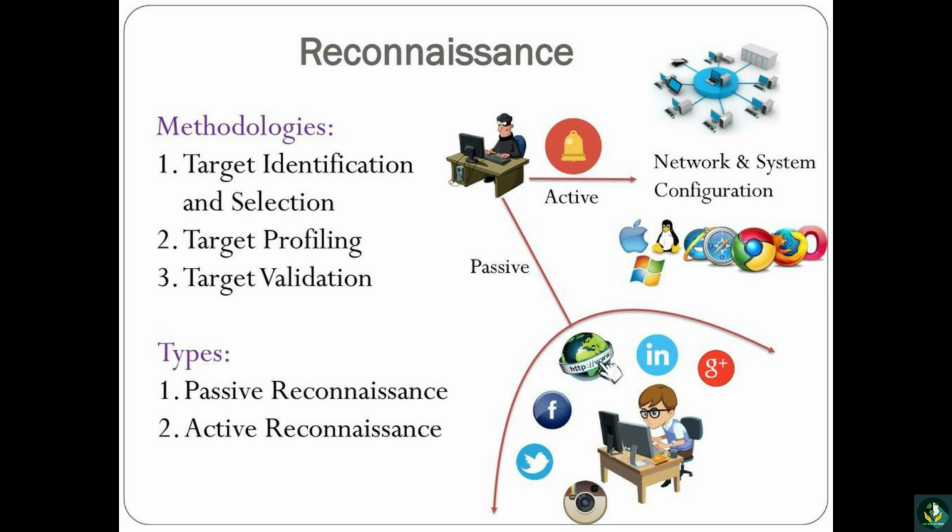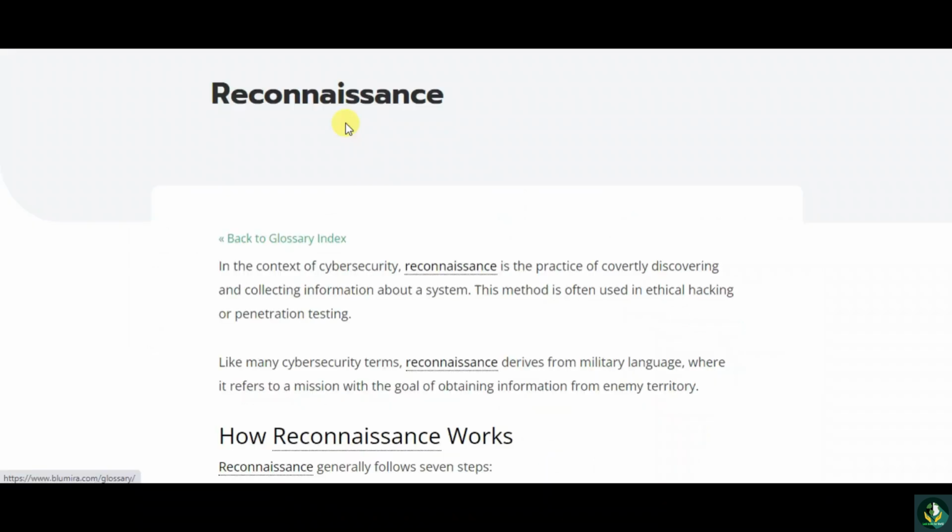Active reconnaissance is network and system configuration related, and passive is website and web application related, and active is operating system, just like this.